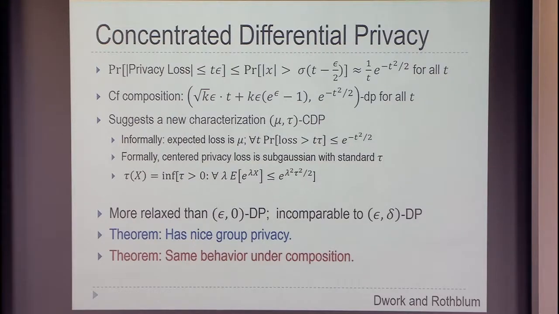And interestingly, if you look at the behavior under composition of concentrated differential privacy and epsilon 0 differential privacy and also epsilon delta, it's all the same. So if you're doing many, many studies, you can be much more relaxed about each individual study and use concentrated differential privacy instead of the pure or the epsilon delta, often.